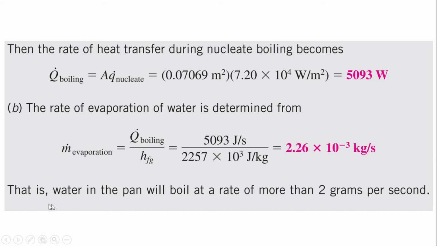So the water in the pan will boil at a rate of more than 2 grams per second, and if you convert kilograms into grams, you just simplify that. The answer will be 2.26 grams per second. That is the rate of evaporation of the water, that is, 2.26 times 10 raised to the power minus 3 kilograms per second.